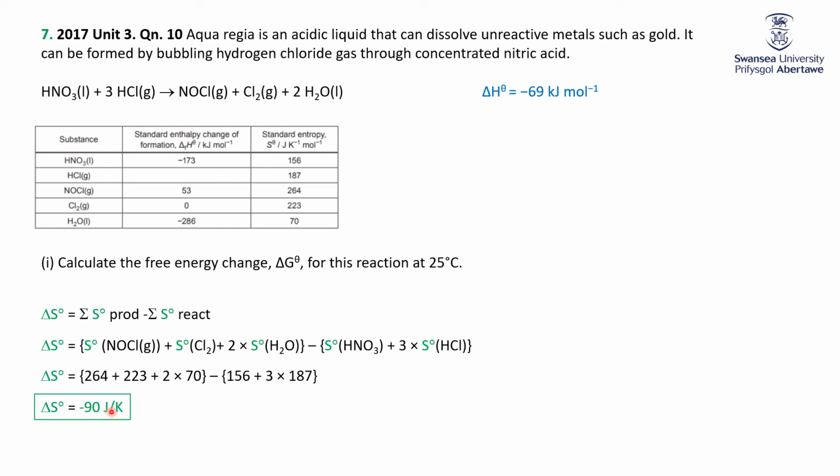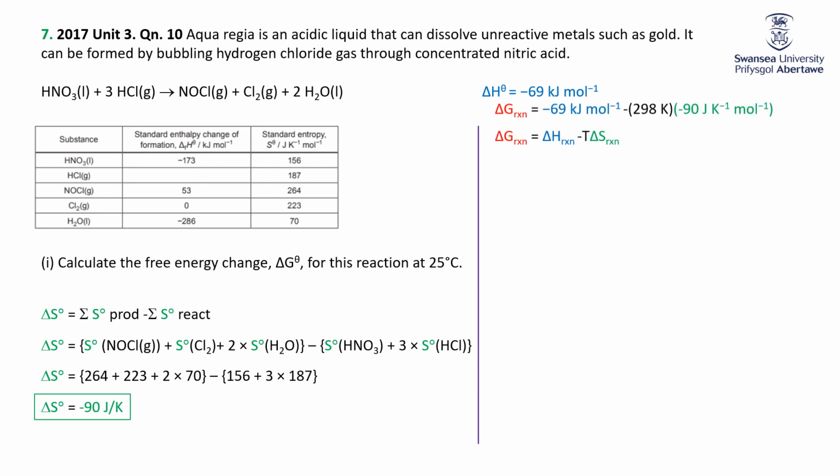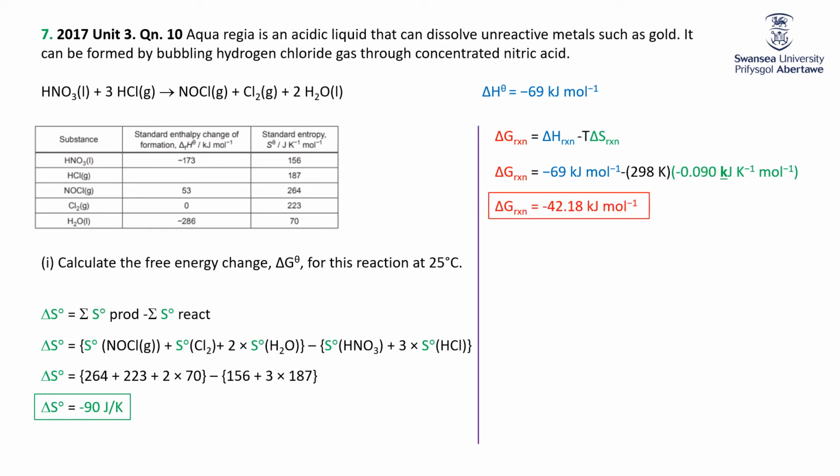Now before I go on, does this make sense? We've got 3 gas molecules going to 2 gas molecules, so I would expect a negative change in entropy, so I'm quite happy to see that minus 90. Now we know delta S, we know delta H. We'll pop in for delta G. Again, delta H is in kilojoules per mole, delta S in joules, so let's change that up. So now minus 90 joules becomes minus 0.09 kilojoules. Punch it in, and that's delta G of minus 42.18 kilojoules per mole.